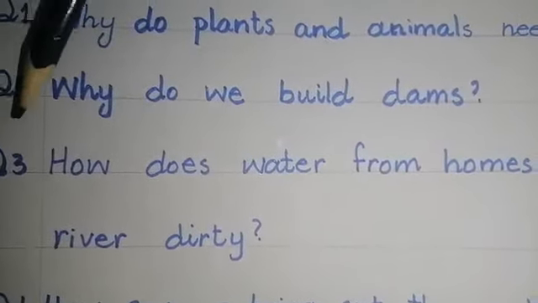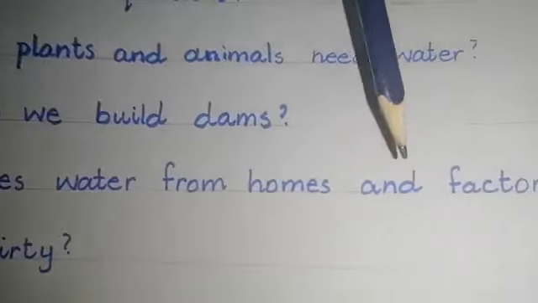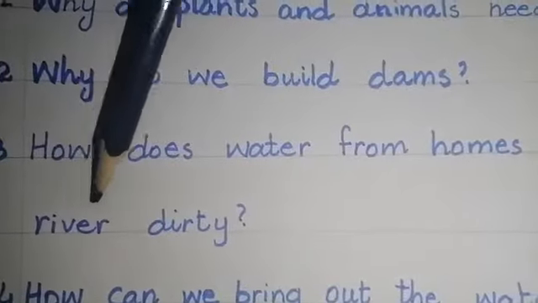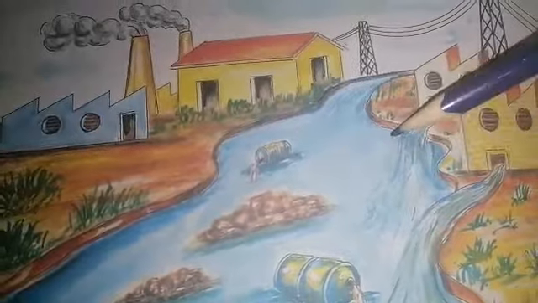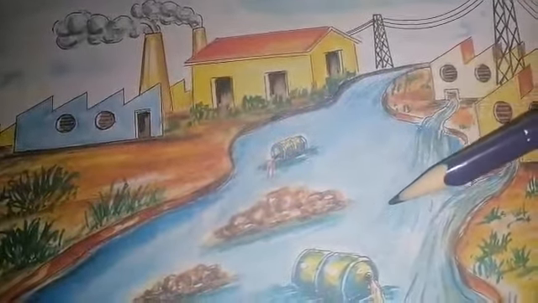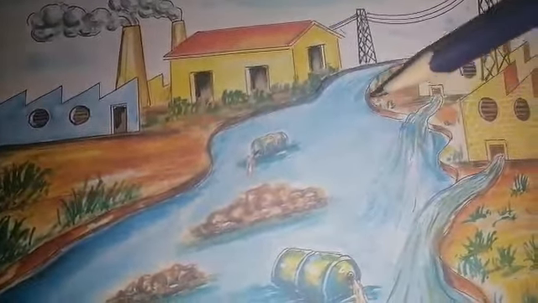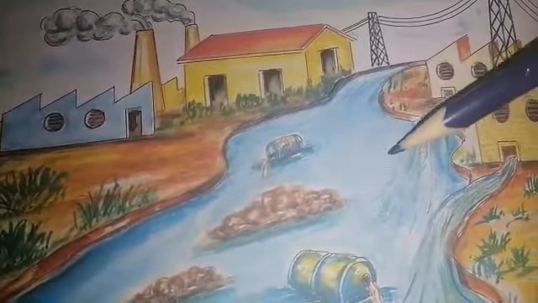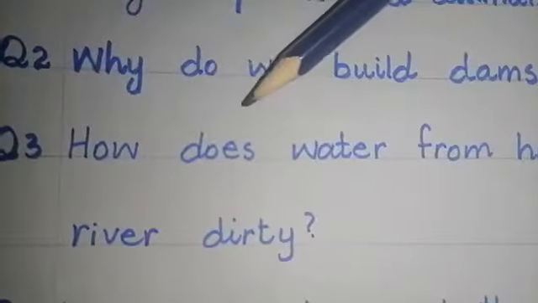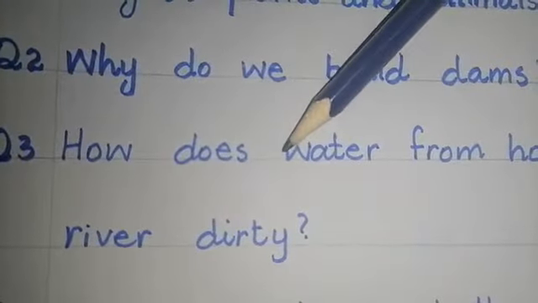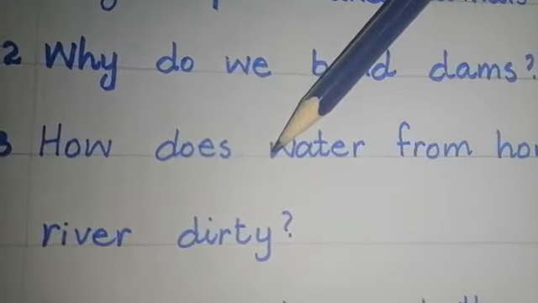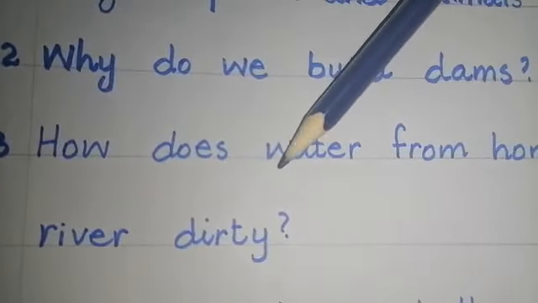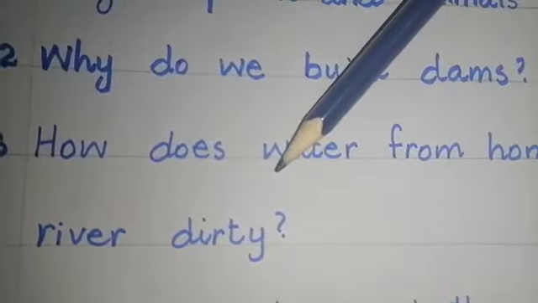Question number 3, how does water from homes and factories make the river dirty? As we have already discussed, different dirty stuff and water is released from factories and houses into the river, which makes the river water dirty. So in the answer we can write: dirty water from our homes and factories flows into the river, which makes the river water more dirty.